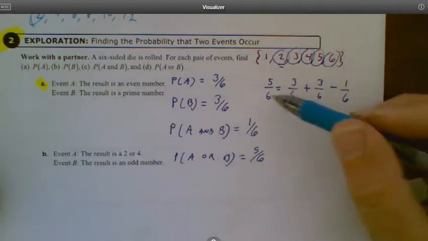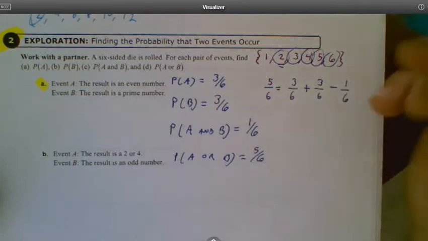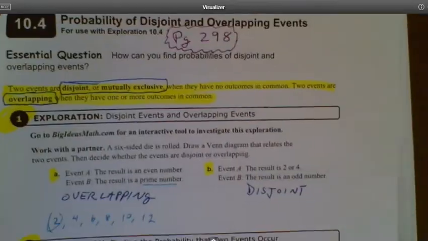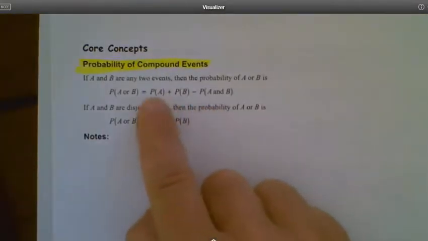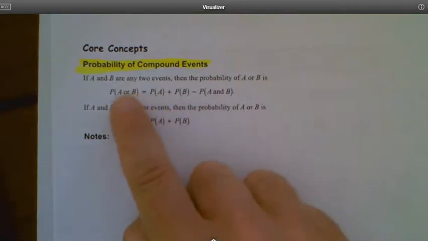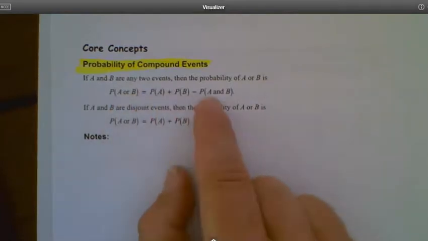So here's the way that we're going to set those up today. It's going to look like this. So let me jump over 2 pages further and give you that formula. So this is on page 300. So this is the formula. The probability of A or B is equal to A plus B minus A and B. And so that's our formula today.